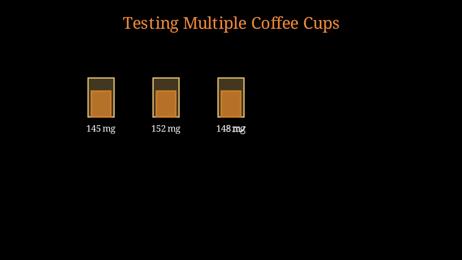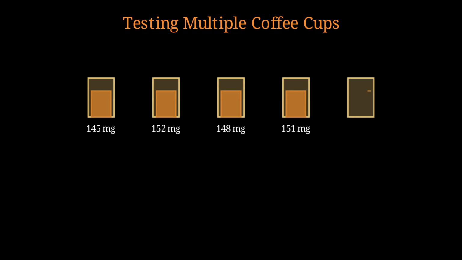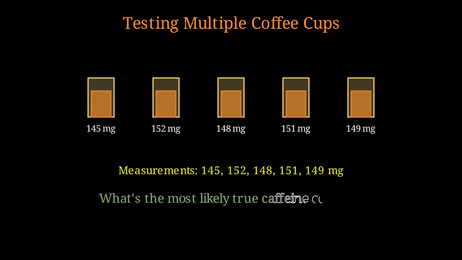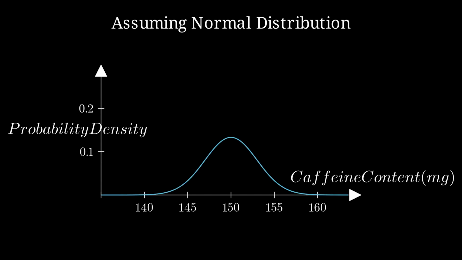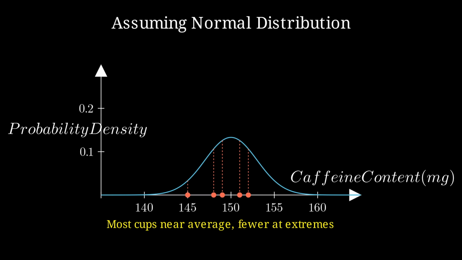Let's say you measure caffeine content from 5 different lattes and get these results: 145 milligrams, 152 milligrams, 148 milligrams, 151 milligrams, and 149 milligrams. Now, assuming caffeine content follows a normal distribution, meaning most cups are close to the average, with fewer cups having significantly more or less caffeine, we can use MLE to estimate the true average caffeine content.